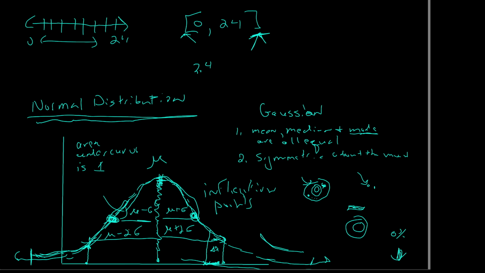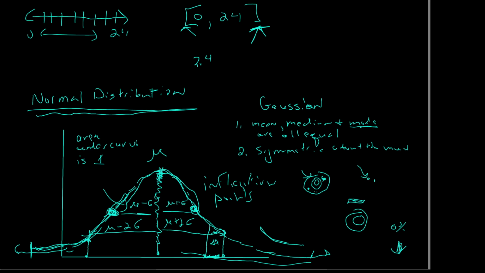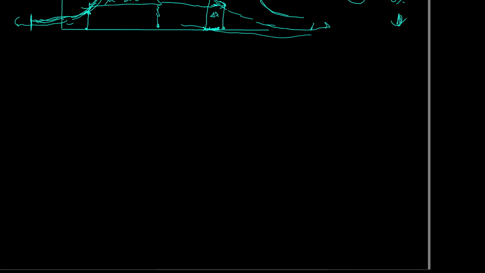Now, we can graph these with any probability, not the normal distribution, but any discrete probability distribution gets what's called a PDF, a probability distribution function.